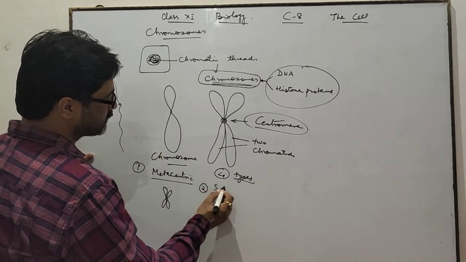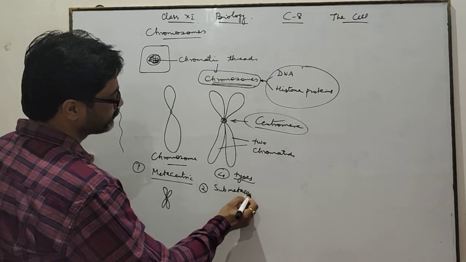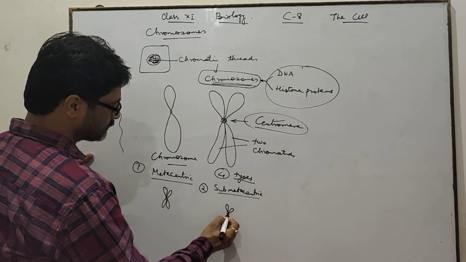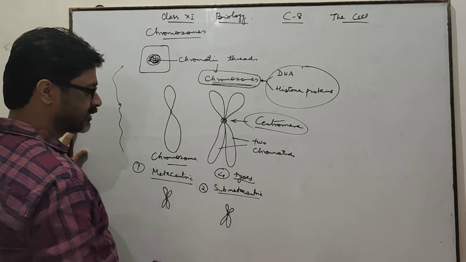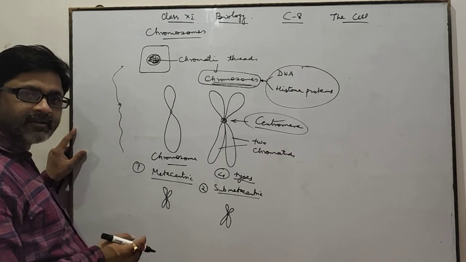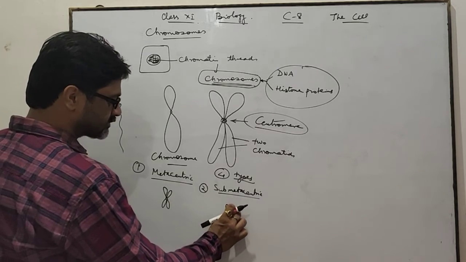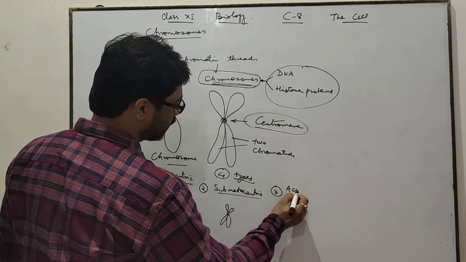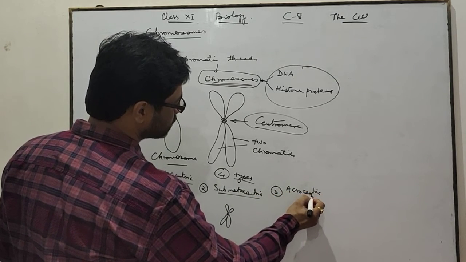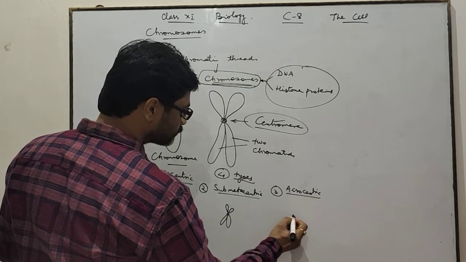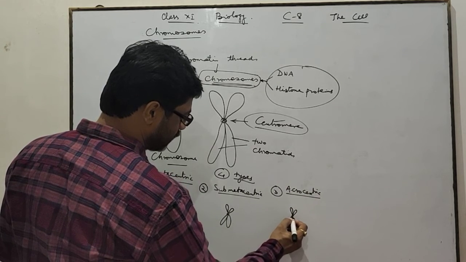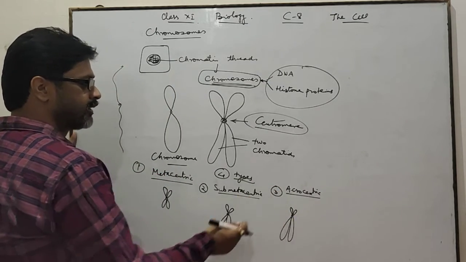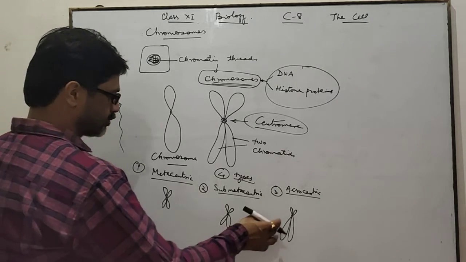Second one is submetacentric. In this submetacentric chromosome, the centromere is present near to center. Means one part is smaller and another part is bigger. Third one is acrocentric. In acrocentric chromosome, one part is very small and another part is very large. Means centromere is present near to end of the chromosome.